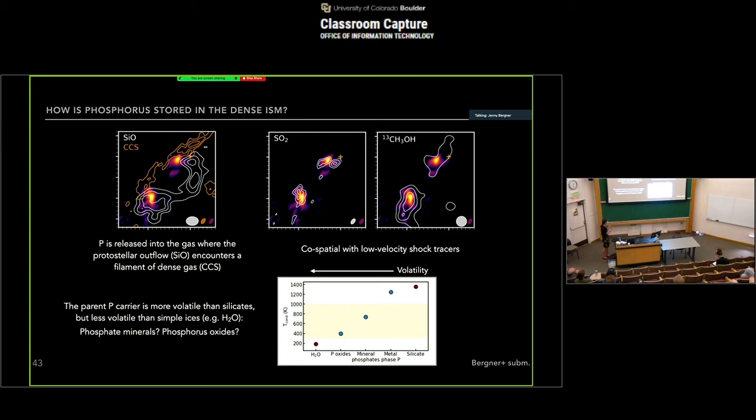So instead, something like phosphorus oxides or mineral phosphates fit really nicely with this trend of intermediate volatility between simple things like water and very refractory things like silicates.